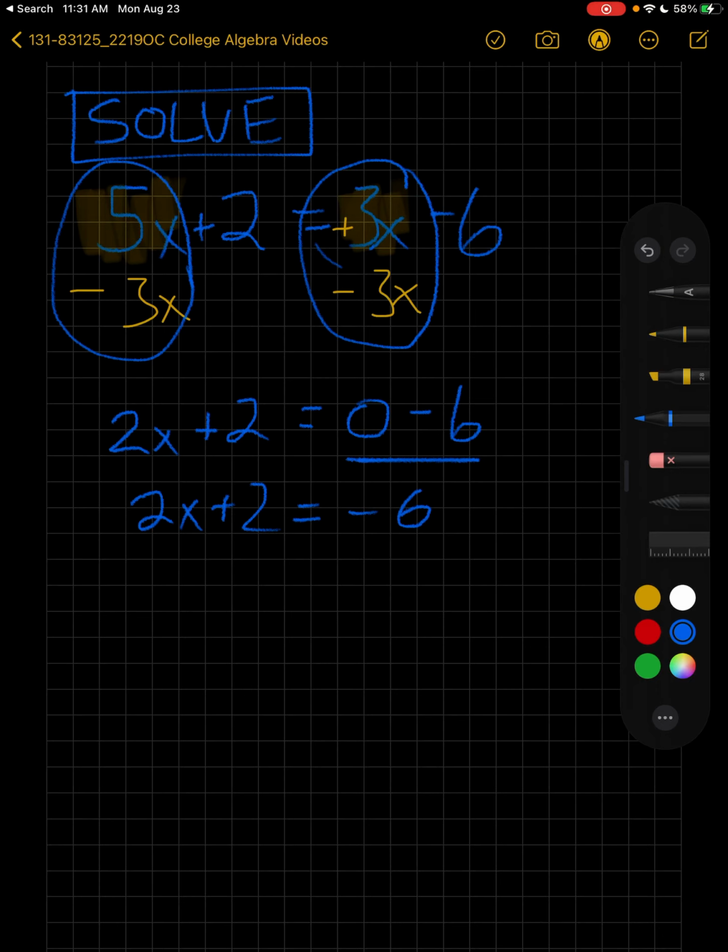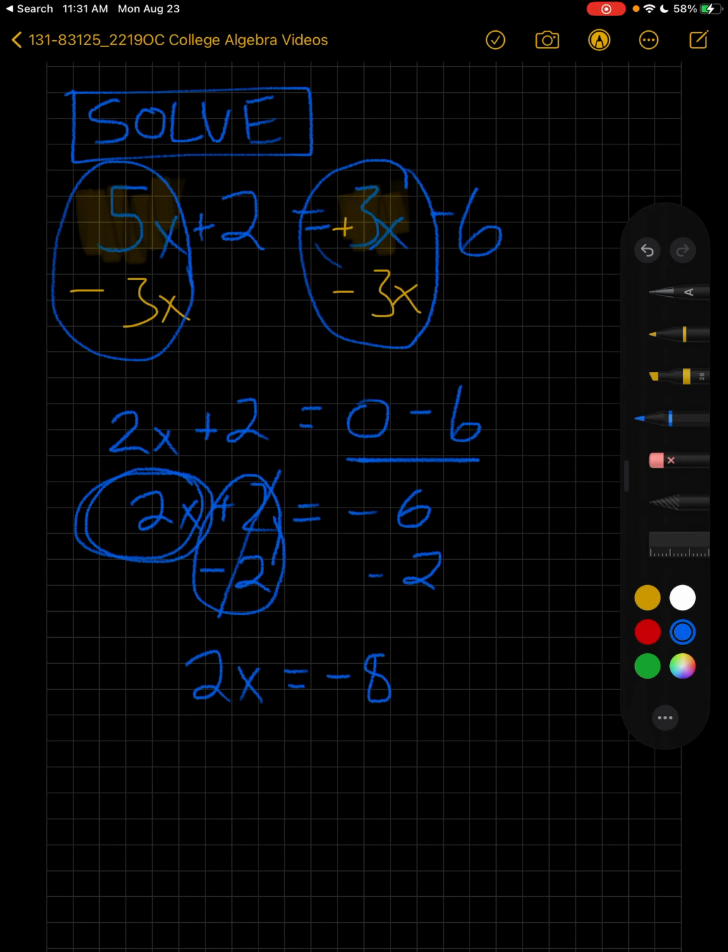All right, so here we are. Now I have 2x plus 2 is equal to negative 6. So I'm going to subtract 2 from each side here, again, I'm just trying to get these x's by themselves. So I have 2 subtract 2, which cancels to 0. And I'm left with 2x is equal to, and I have negative 6 minus 2. This gives me negative 8.